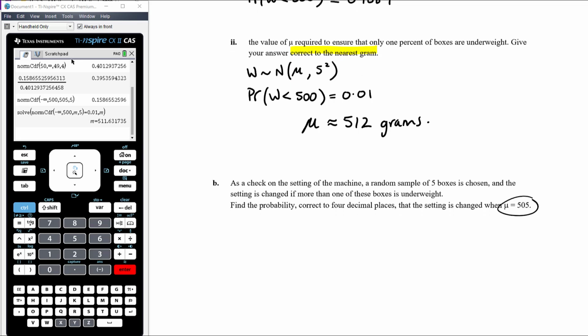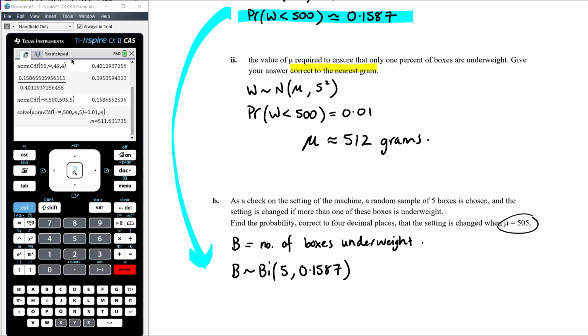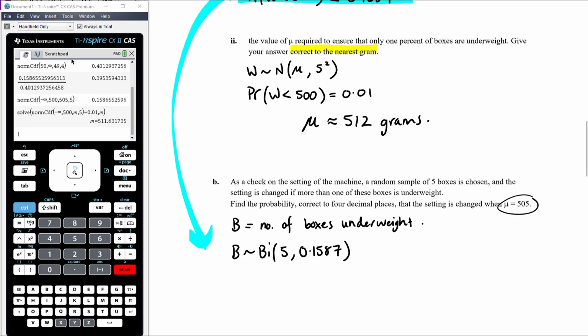So let B be the number of boxes underweight. B is a binomial variable. We're choosing 5 boxes. The probability that any given box is underweight when the mean is 505 is 0.1587. So our normal probability becomes the probability of success in the binomial distribution. This is quite common as an example.